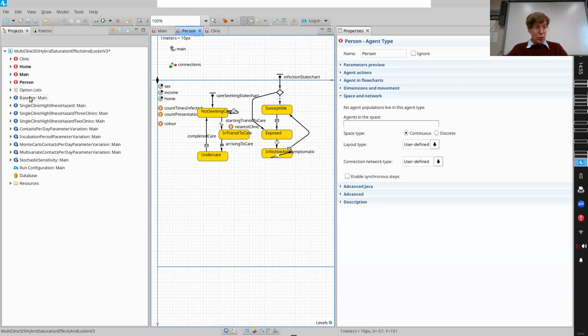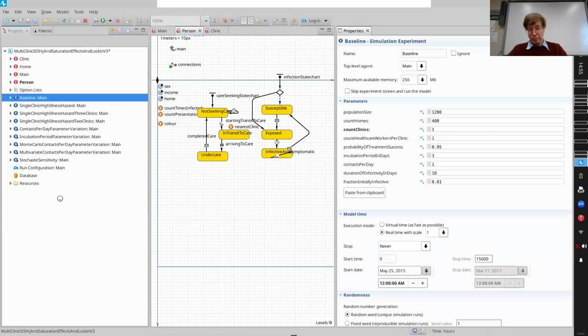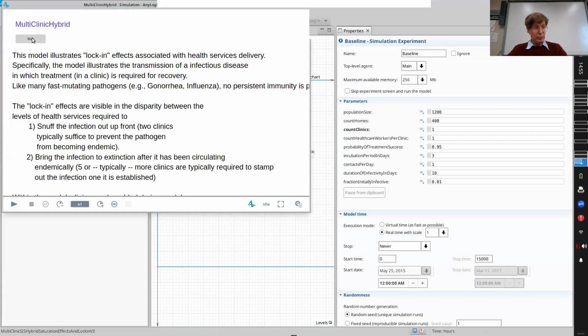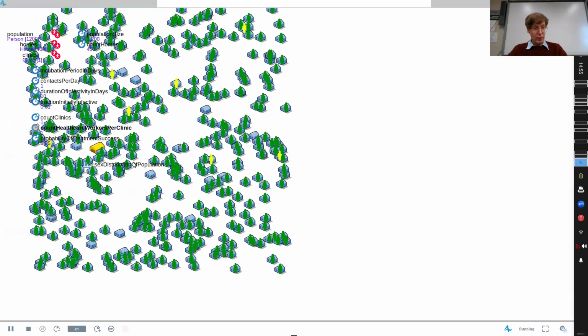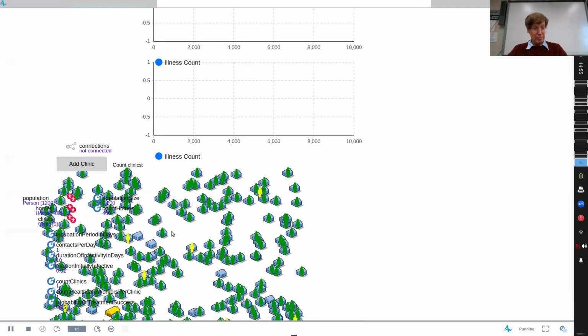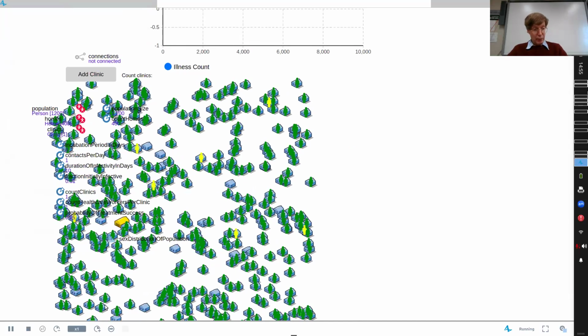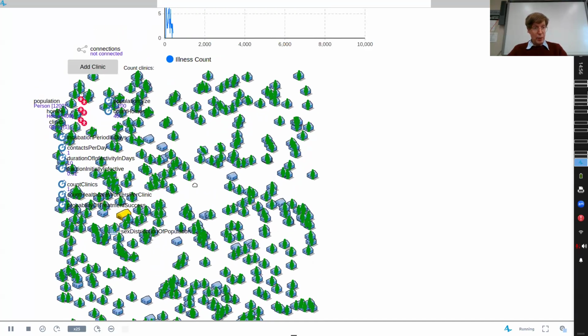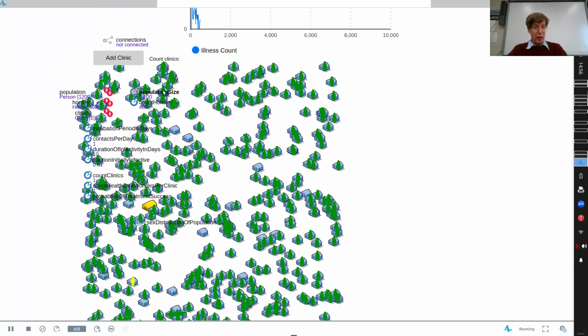So if we run this model, we've gotten the essentials of it. What we will see is a clinic, a set of homes. We will speed the model up, and sometimes the infection is nipped in the bud, and it does not spread sufficiently to stay established. It appears that that's the case here, and it's died out.